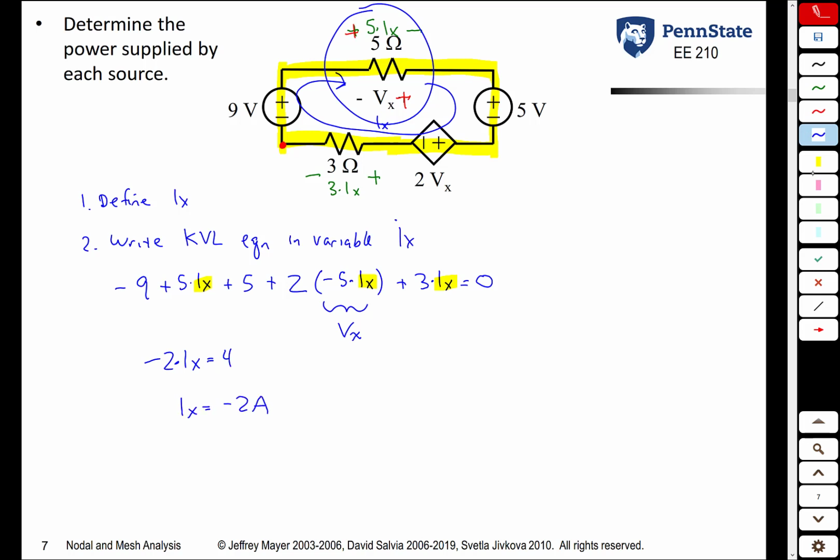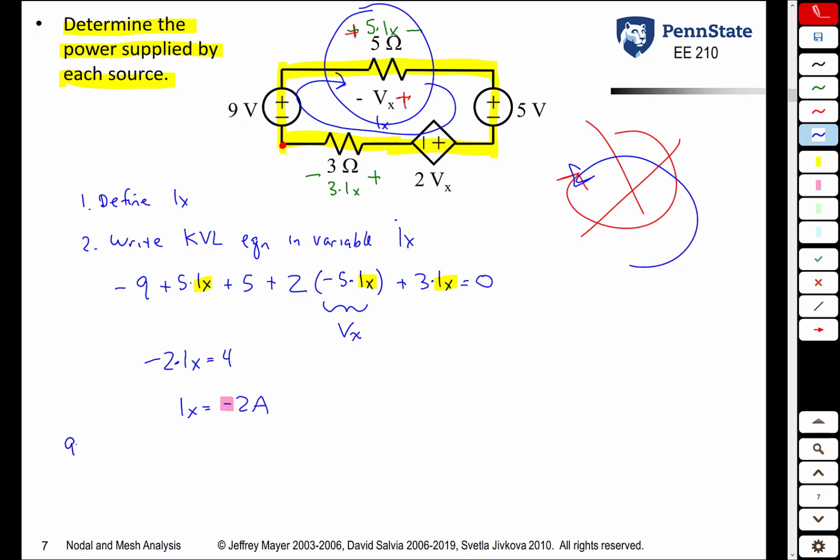2 amps. The fact that it is negative means that our initial guess of a clockwise current was wrong, and the physical current is counterclockwise. But that's fine, because it was just a variable when we defined it, and now we know the truth. So at this point, we've solved the circuit by finding the current. We haven't answered the question, though, because the question was not what is Ix, the question is what is the power supplied by each source. So let's look at each source now.